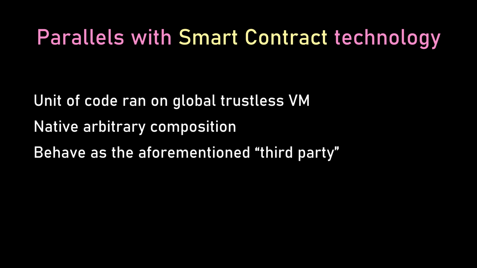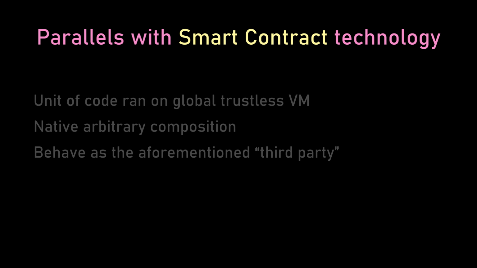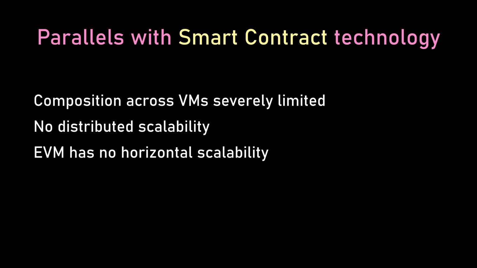A lot covered in this video has connections with smart contract technology. A smart contract is essentially a unit of code that is run on a global trustless VM, or virtual machine, where arbitrary transaction composition is supported between these smart contracts. Such machines can be thought of as the third party described just a minute ago. However, composition across VM instances is severely limited at this time.